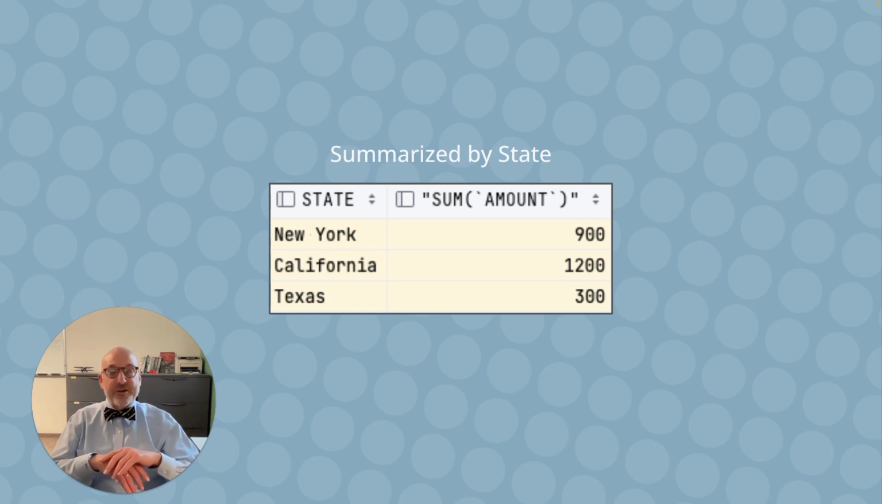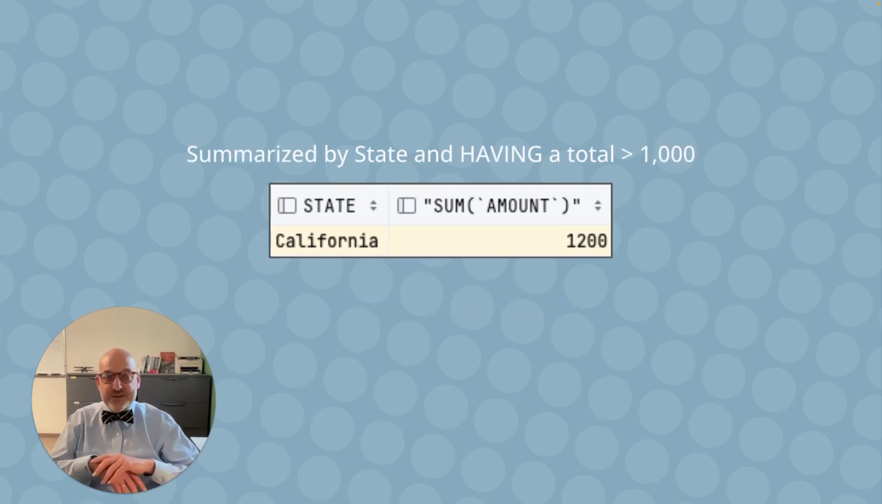For example, how do you ask SQL to calculate total sales for each state, but only return results for those states with sales greater than $1,000? This is where the having clause comes in. You use having to tell SQL to return only those summaries with the qualities you want. Here's that same sales data summed by state, but only for states with sales over $1,000. I built this using a having clause.